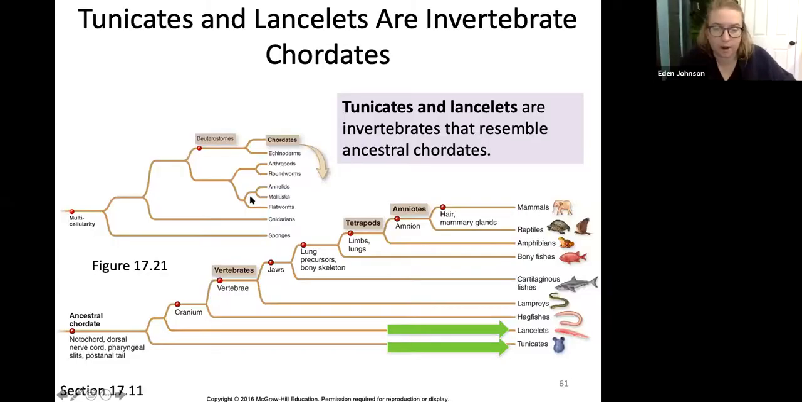I'm going to reshare this PowerPoint. Okay, so we're talking about lancelets and tunicates, and these are invertebrates that resemble ancestral chordates. So remember, they are going to share all of these characteristics with the rest of the chordates, but they don't have things like a cranium, vertebrae, jaws, lungs, et cetera, et cetera.